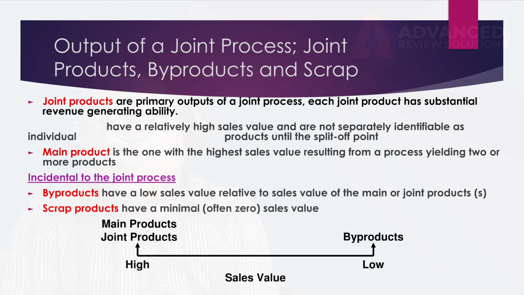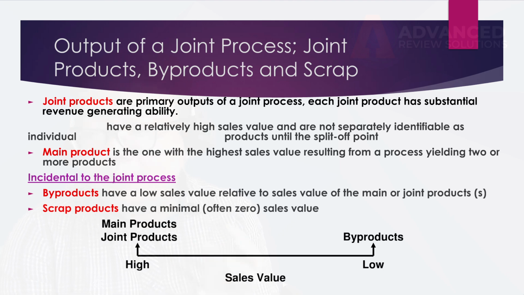Very important also is what we call the main product. So if you have your joint product, you have your main product. When we say main product, it is the one with the highest sales value resulting from the processing that yields two or more products. So again, joint products and also main products. Those are the ones with high value.